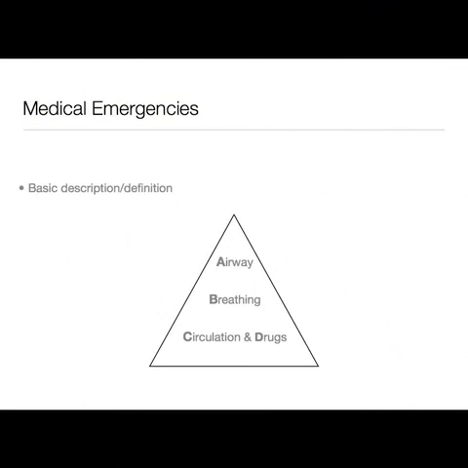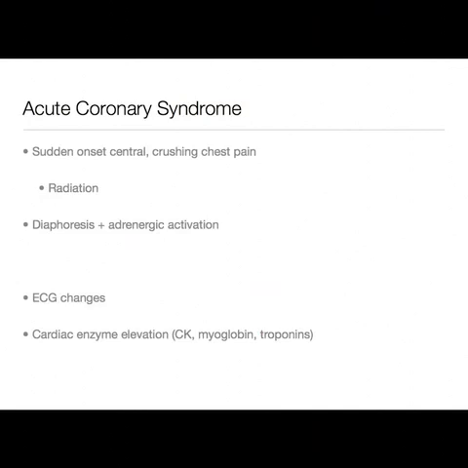So let's apply these principles to acute coronary syndrome, starting with the definition. Acute coronary syndrome is a medical emergency characterized by the sudden onset of central crushing chest pain that may radiate down the arms or neck. Important signs include diaphoresis and other signs of adrenergic activation, together with characteristic ECG and enzyme changes. Importantly, acute coronary syndrome is a catch-all for unstable angina, ST and non-ST elevation myocardial infarction. Initial treatment should therefore be the same for all of these situations.